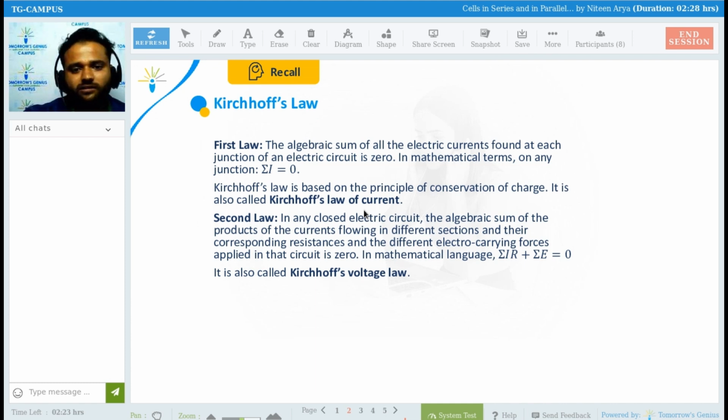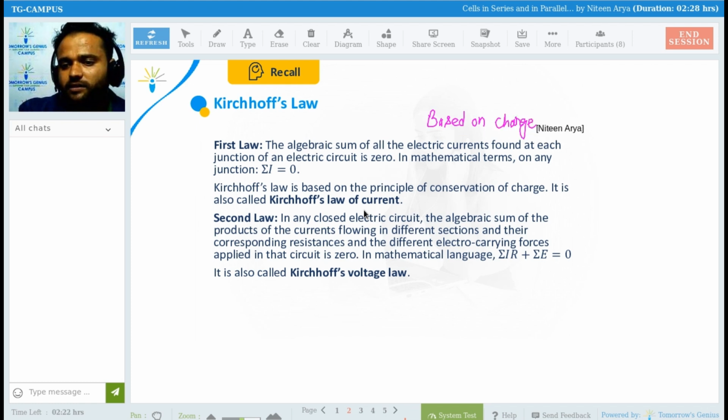Okay, so let's start. As we already discussed this, I'm quickly revising what it is in general. Kirchhoff's law: we have two laws. The first law is based on charge conservation. The second law is based on energy conservation.